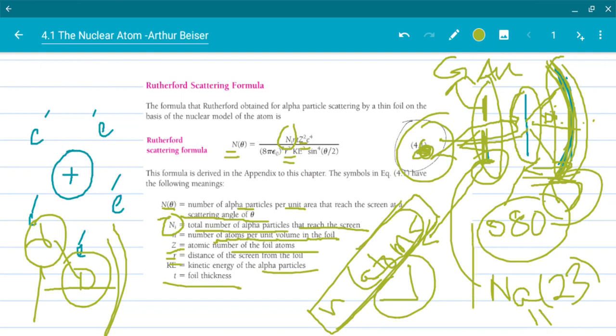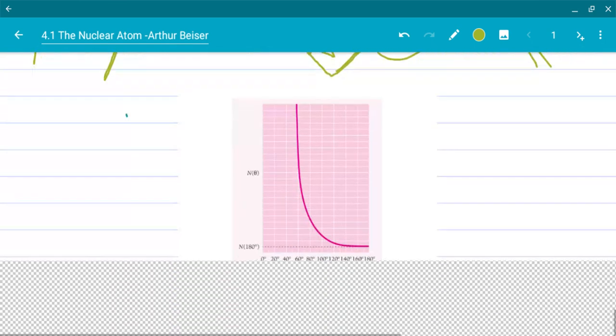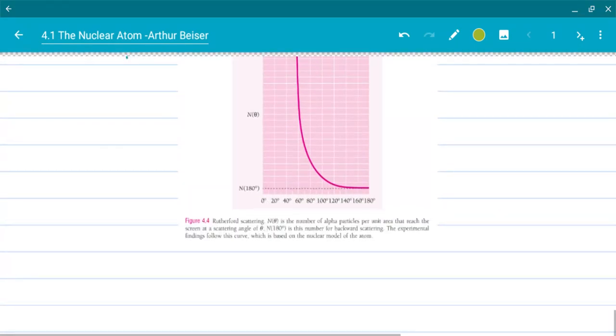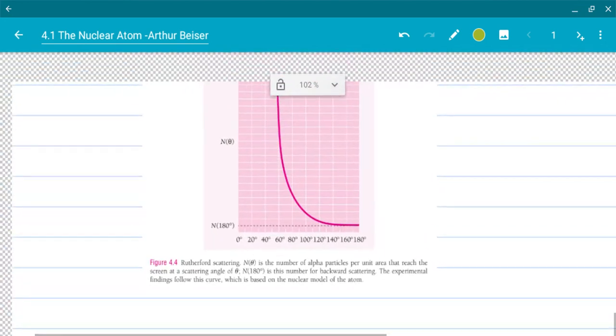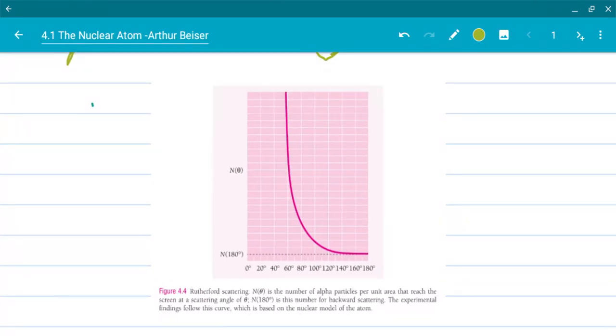Now I will be showing you a very interesting graph, and here it is. So this is going to show you the scattering that is taking place at different angles. And you can observe how at approximately 60 degrees, we have a lot of atoms that have deflected at 60 degrees, and eventually it is decreasing.